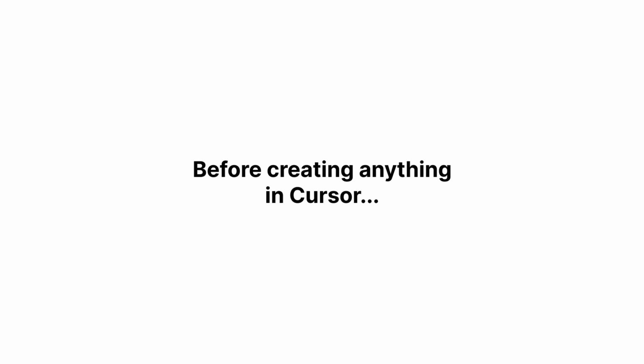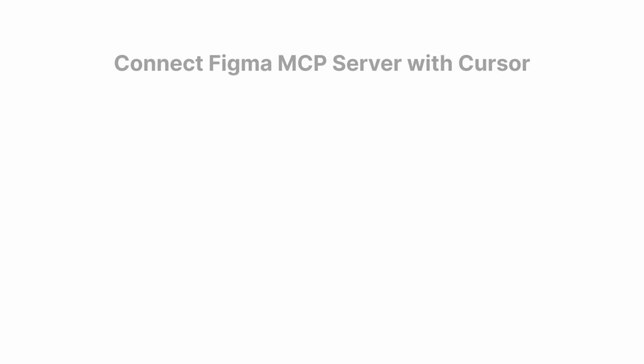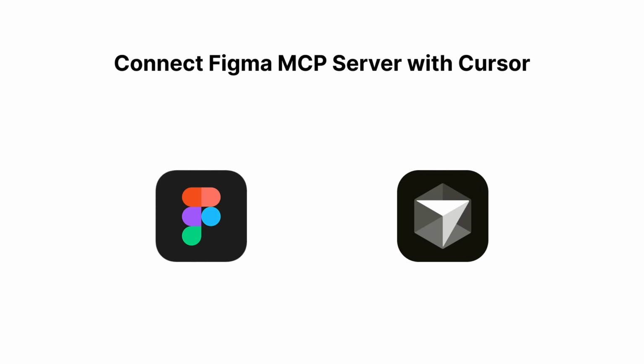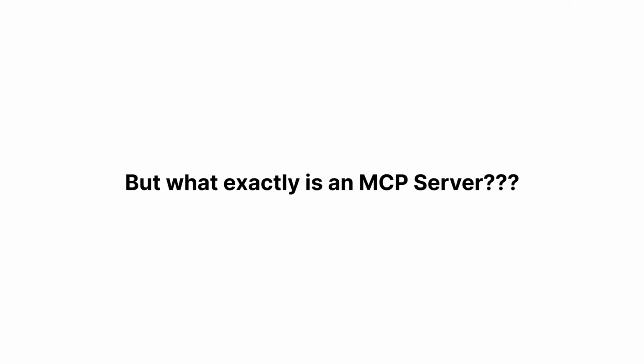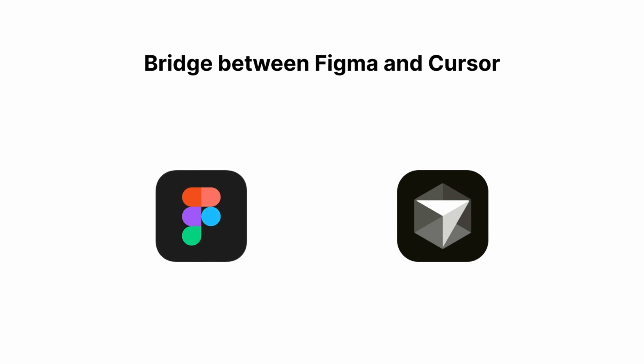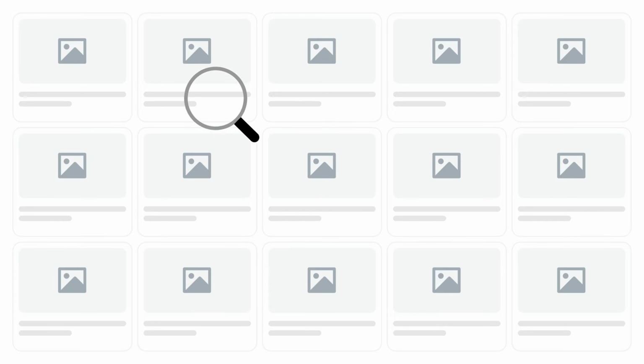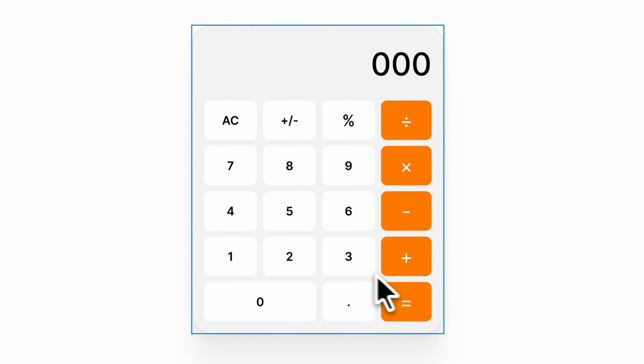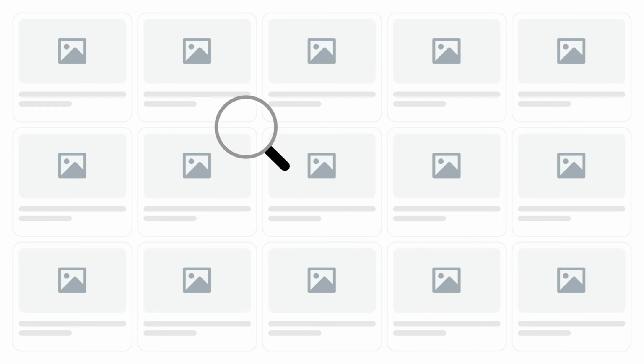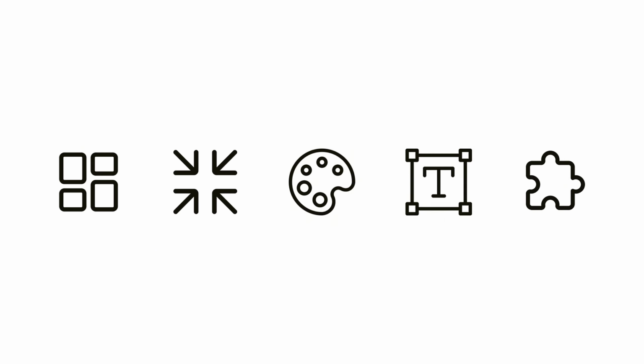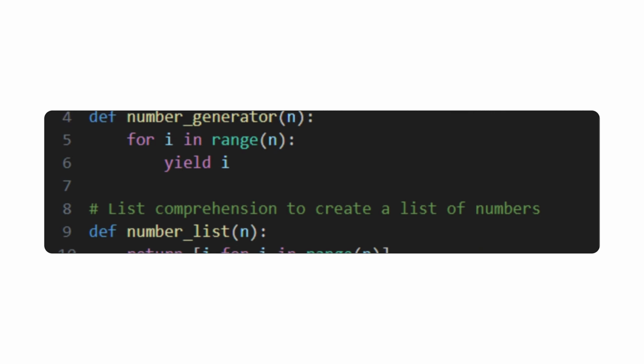Before creating anything in Cursor using your Figma design, you first need to connect the Figma MCP server with Cursor. But what exactly is an MCP server? Think of it as a simple bridge between Figma and Cursor. It allows Cursor to look into your design files and understand it directly, instead of you manually explaining everything or taking screenshots. So once this connection is set up, Cursor can actually read your design, things like layout, spacing, colors, typography, and components, and use that information while generating code.